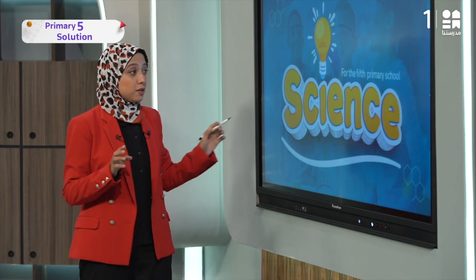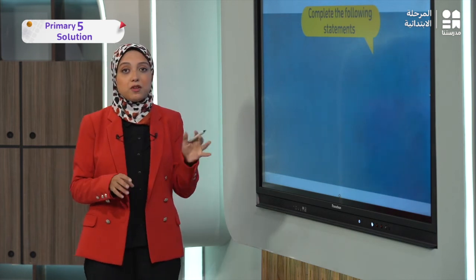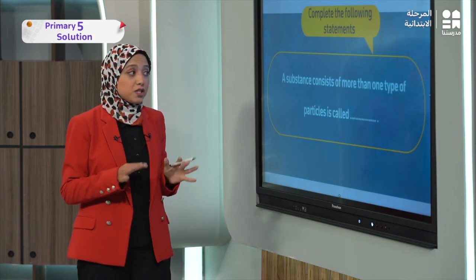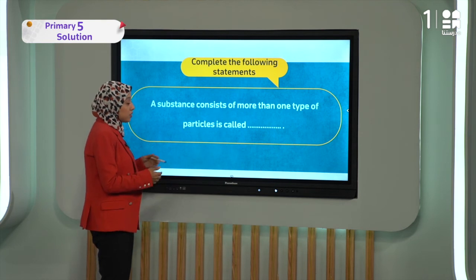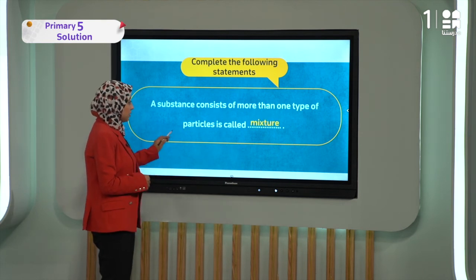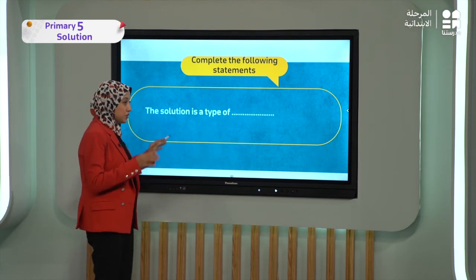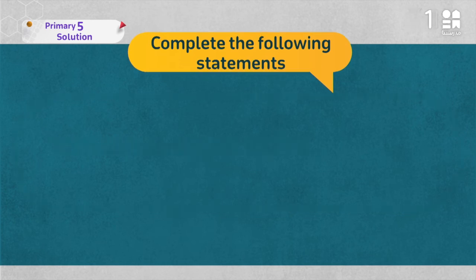Now we're going to take some questions about the lesson. The first question: complete the following statements. Number 1, a substance consists of more than one type of particle is called, more than one type of particle, so a mixture. Now, a solution is a type of mixture. The solution consists of solute and solvent, so it consists of more than one type of particles, so it's a type of mixture.